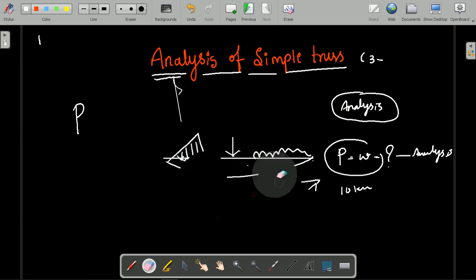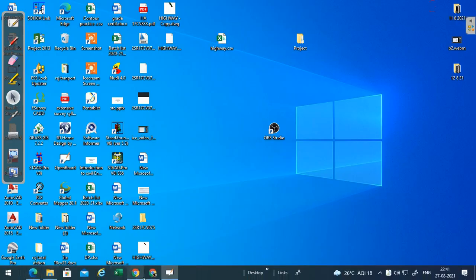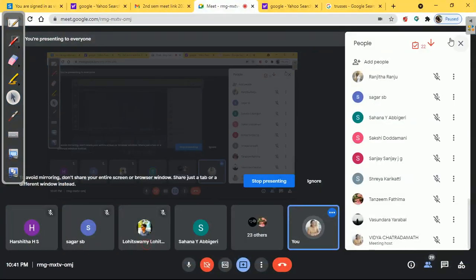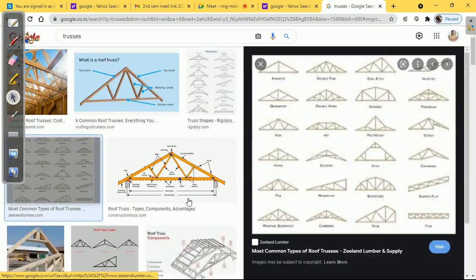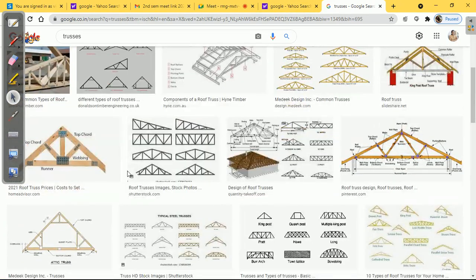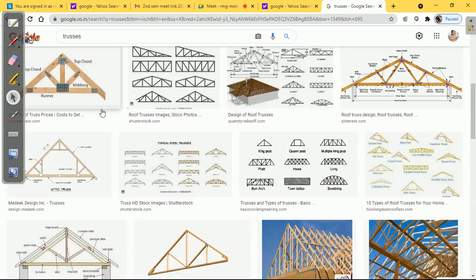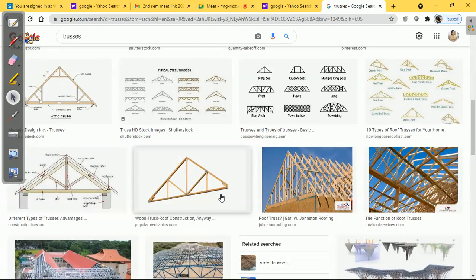Let me show you some figures where we can observe trusses in daily life. Just observe, roof trusses are there. Sometimes we provide them as a roof in residential buildings. You can observe different figures showing roof trusses. These structures we call a truss. The interconnected members are considered as the members in the different trusses.